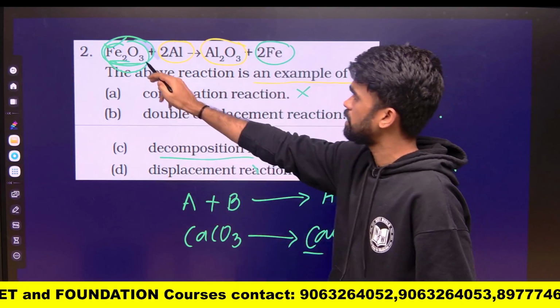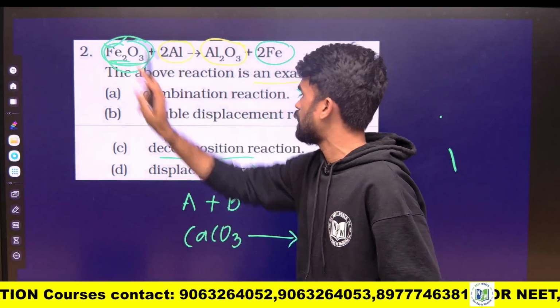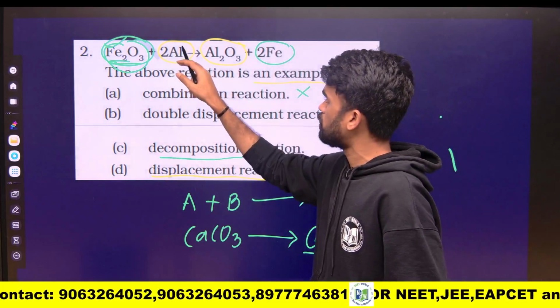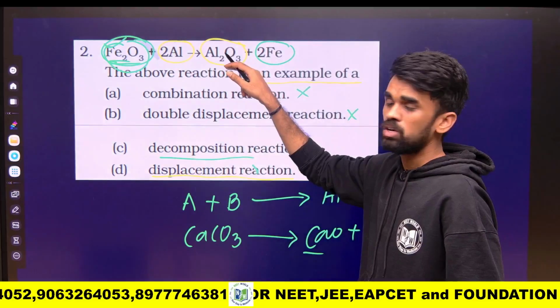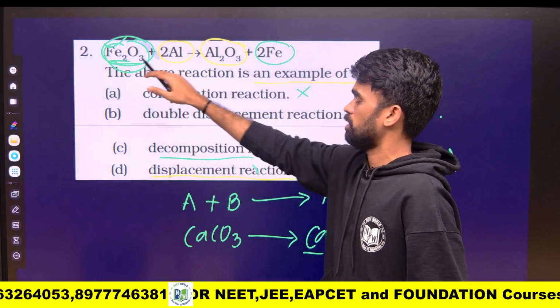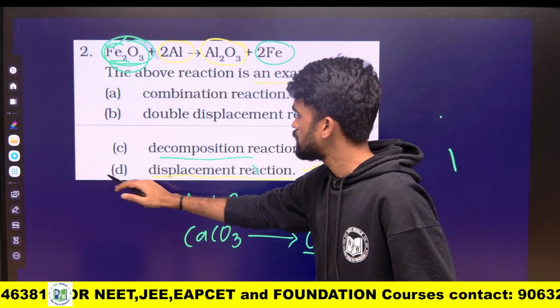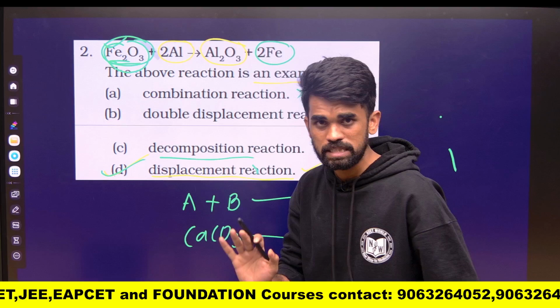See here, nothing is undergoing decomposition, but this aluminum is displacing iron. So can we say displacement reaction? Yes, because aluminum is displacing iron from here and forming aluminum oxide. So iron is displaced by aluminum. So what is the process? It is a displacement reaction. I hope this concept is clear now.